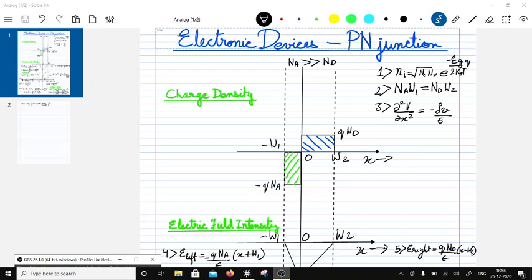Welcome to session 3 in the series Analog Circuit Design using ADS. Here I'm going to first revise what I have covered in session 2 regarding the PN junction diode.